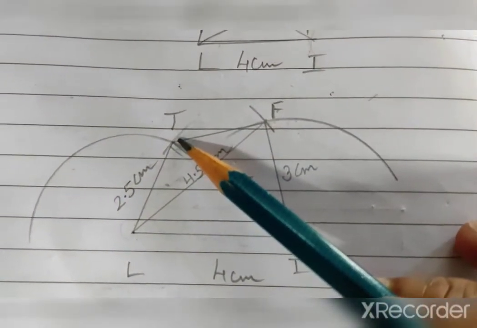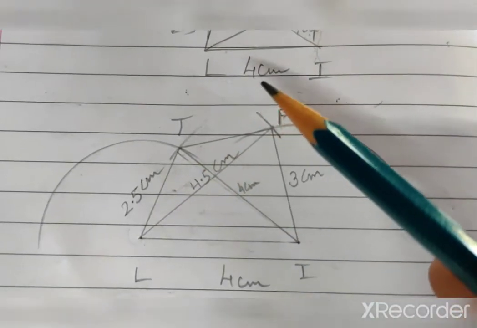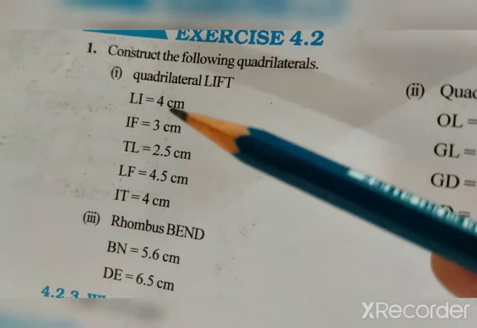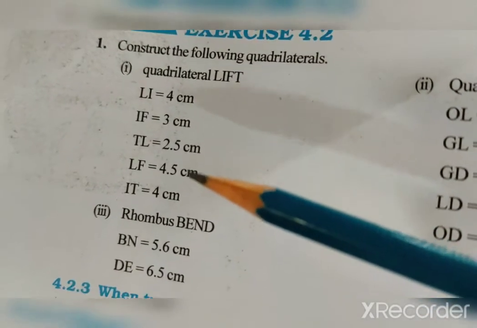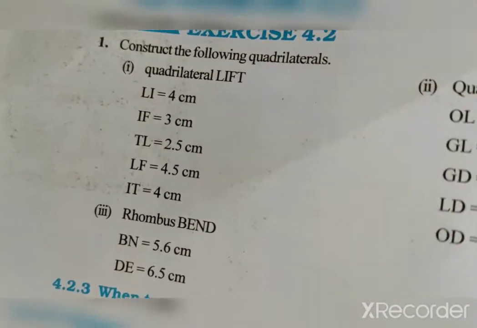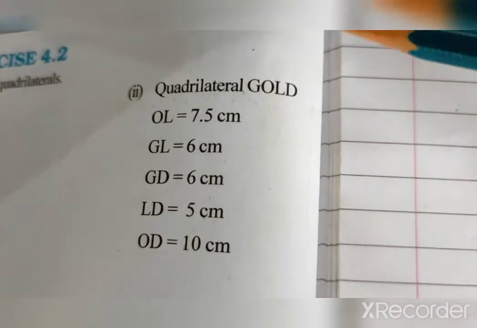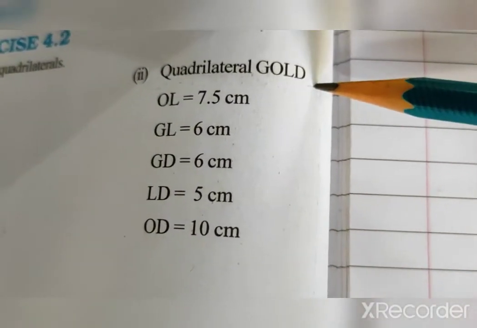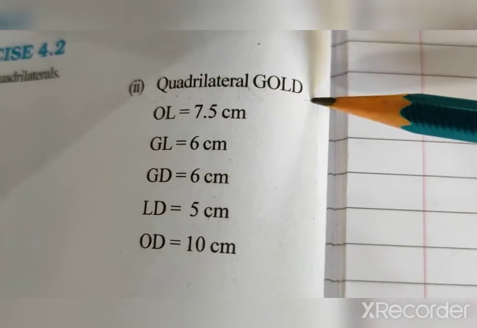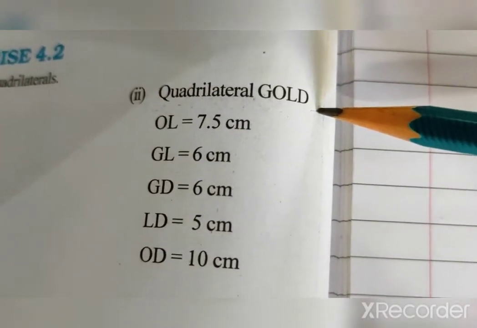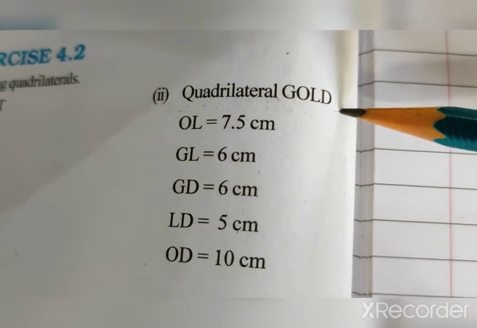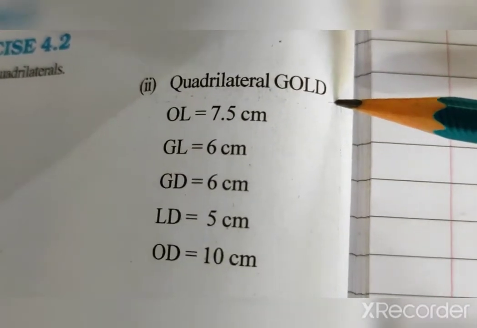LIFT is the required quadrilateral where L equal to this, IF equal to this, TL equal to this, LF equal to this, IT equal to this. Okay. Now second question, quadrilateral GOLD. So first you will draw a rough diagram and then you can draw.